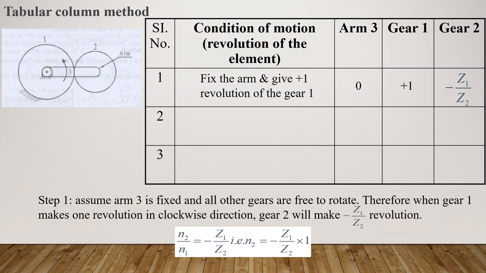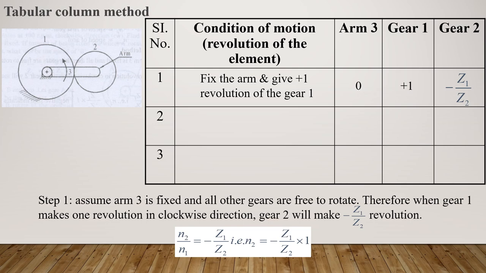And you are giving one rotation to gear 1. Since you are giving one rotation to gear 1, what is the speed? It will have the speed of 1. So its speed is 1 RPM, revolution per minute. 1 is the speed. Okay. Now you are fixing the arm, it is 0. You are giving the rotation to gear 1.